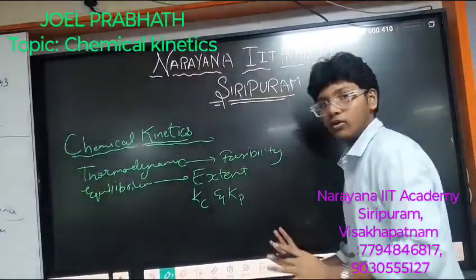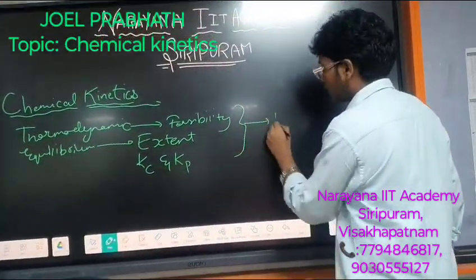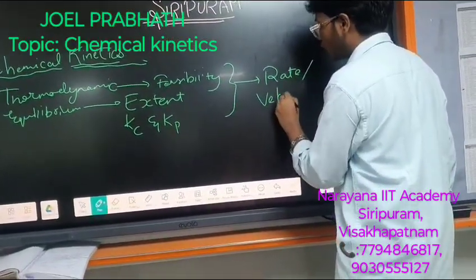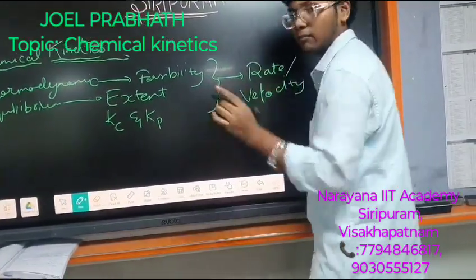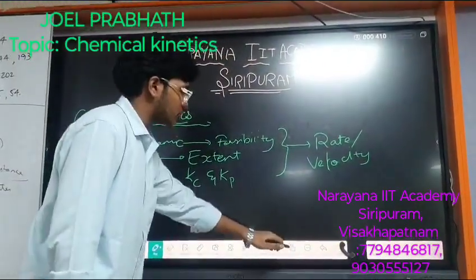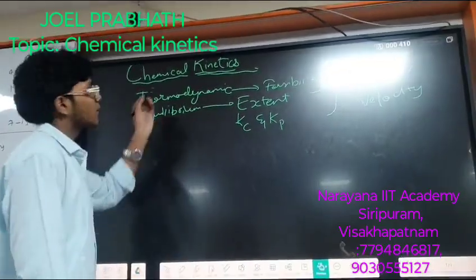Even though these are of very good use, the only problem with both of them is that they do not explain the rate or the velocity of a reaction, or how fast or how slow a reaction is taking place. So for this, scientists have come up with a new branch of chemistry which explains the rate or velocity of a reaction, which is nothing but chemical kinetics.